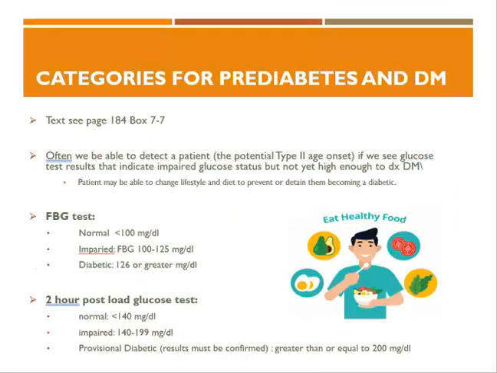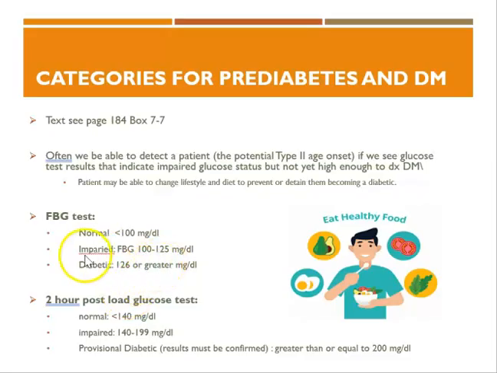For patients that end up in that prediabetic or impaired status, we're often able to detect if that patient has the potential of being diagnosed with type 2. If you see glucose results that indicate impaired glucose, but not high enough to be actually diagnosed with diabetes mellitus, the patient may be able to change their lifestyle and diet to prevent them from becoming fully diabetic or diagnosed with diabetes mellitus type 2.